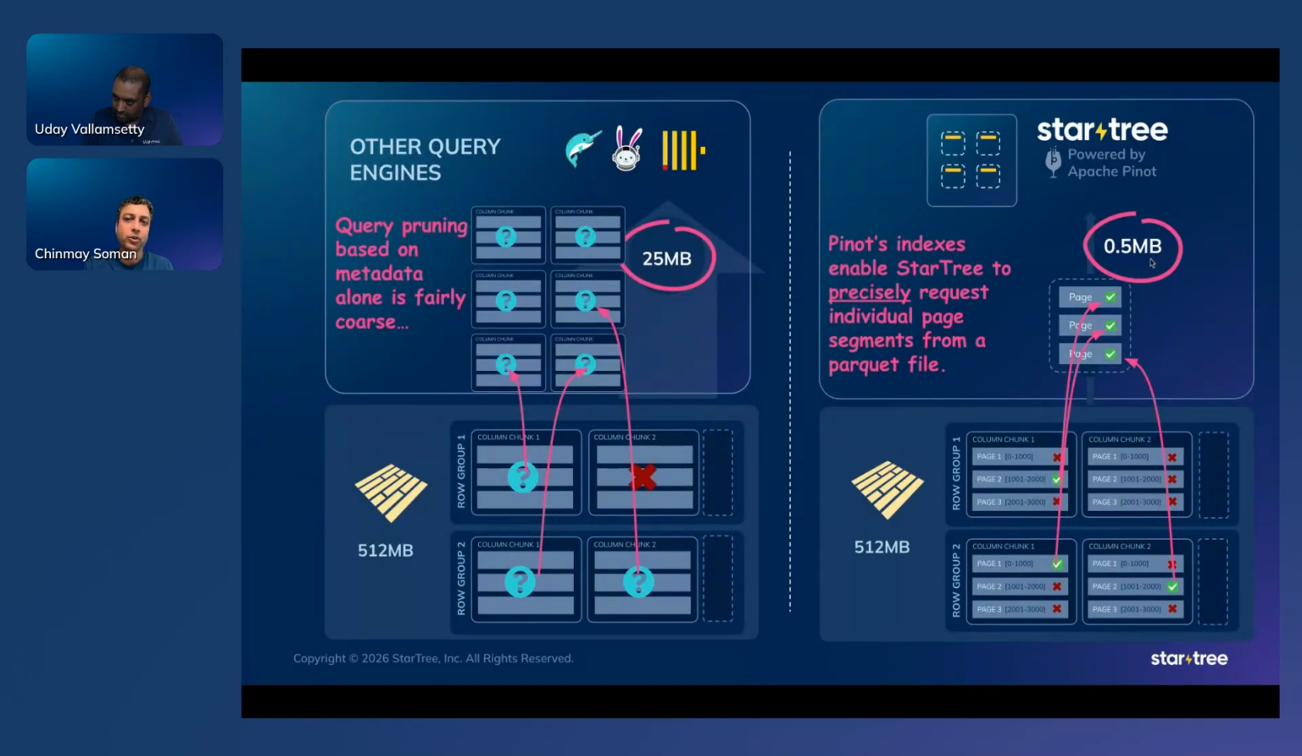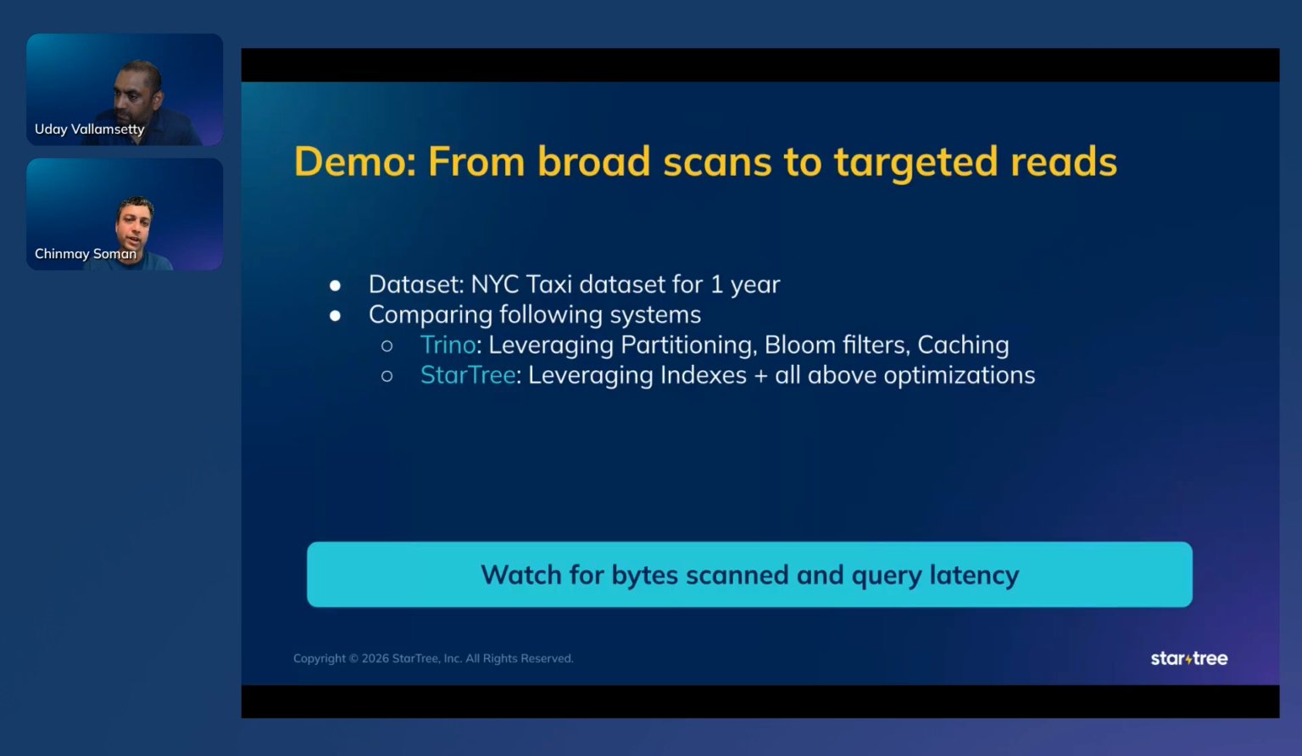Contrast this with Pinot and StarTree, where we are able to do an order of magnitude, sometimes lower, data scans. And where this helps is we need fewer nodes to process the same query, which translates to lower CPU, lower memory requirement, and overall lower TCO for running the same set of queries on the represented data set. So let me do a quick demo for this.